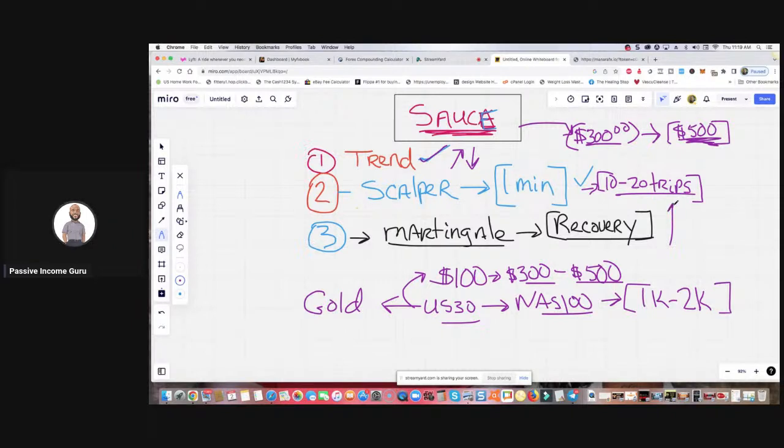And then martingale is basically if the market goes against you. Say the market is in an uptrend, but the bot has you in a sell, which happens at times. Again, it does recognize trend. Then the bot will start to place recovery trades to bring you back down to base so that you can recover in profit.